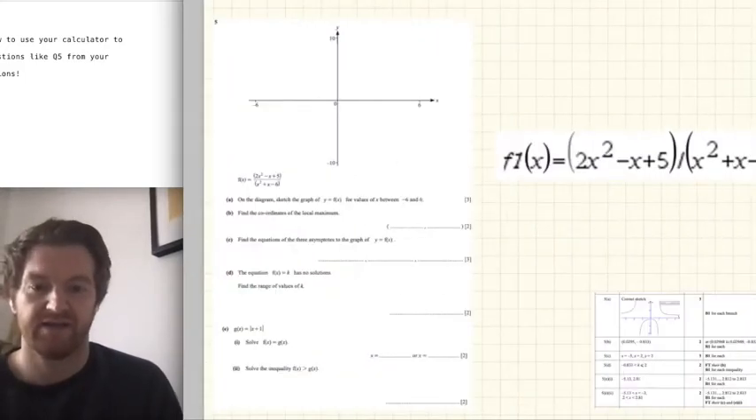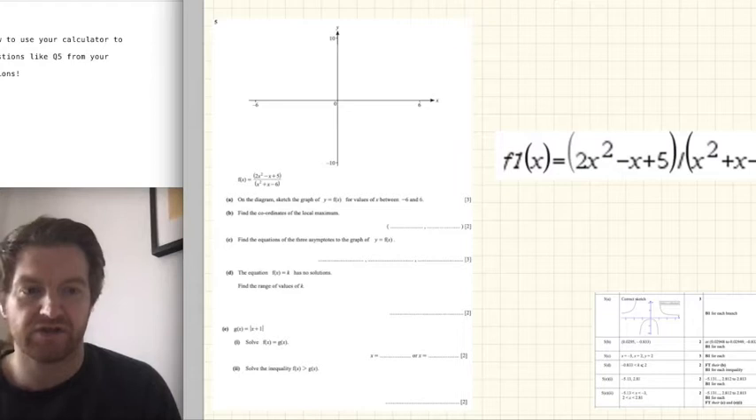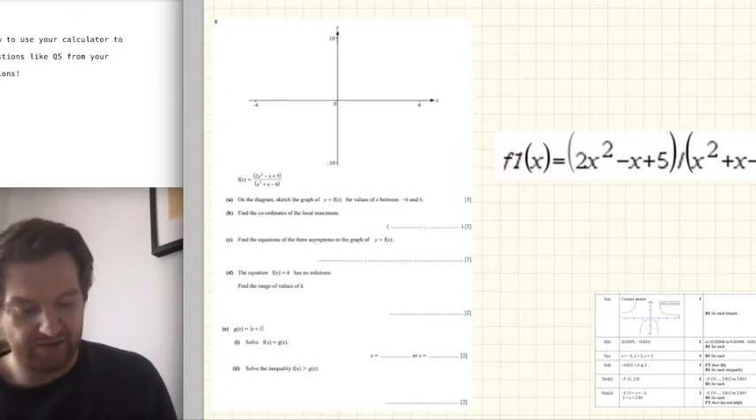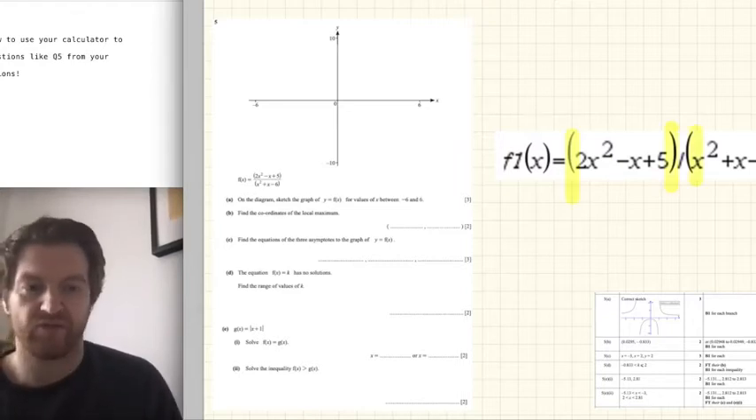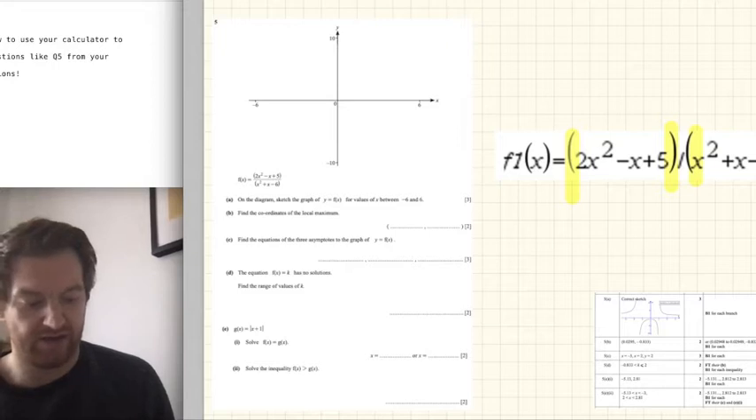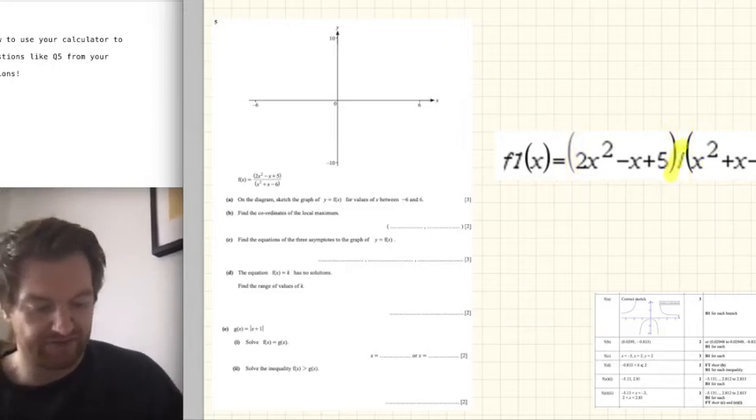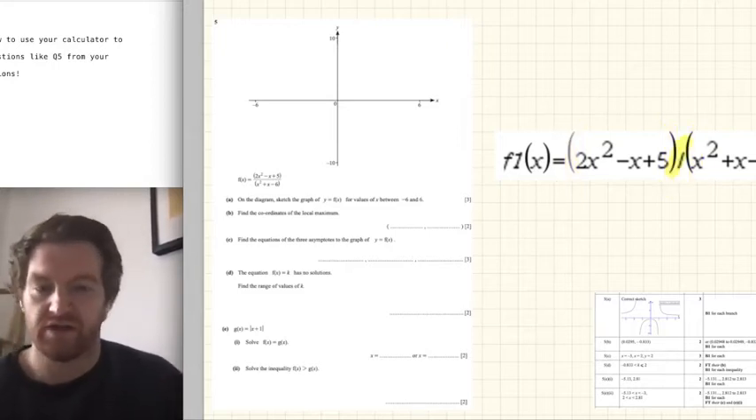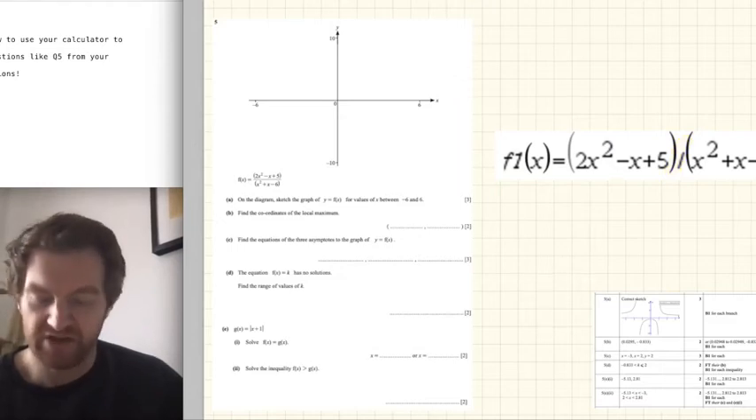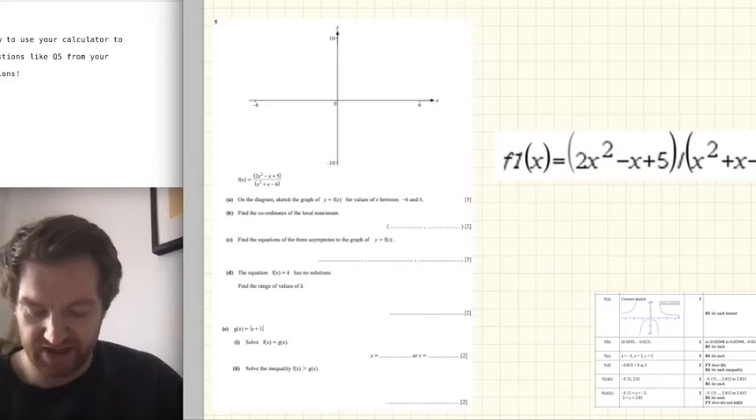So fx, you go into the little graph function, you'll see that we have put them in brackets because we want the numerator and denominator in separately, and I've just used the slash function here for division to show that it's a numerator and a denominator. So you type the first function in because it asks you to sketch. So we're doing this question here.